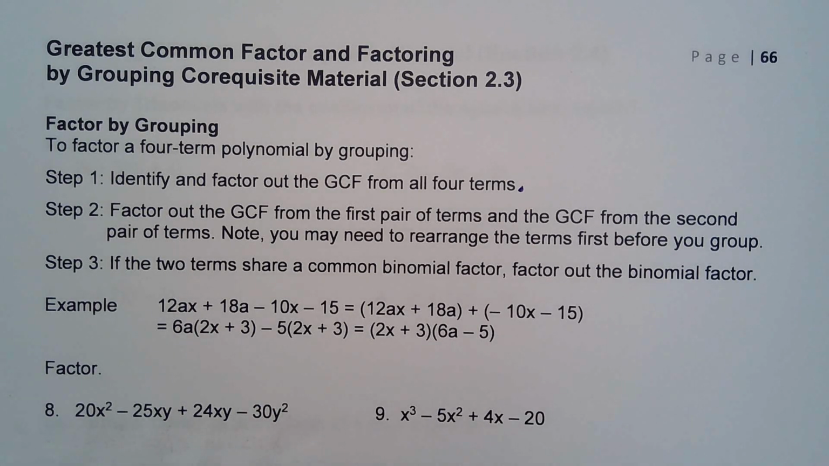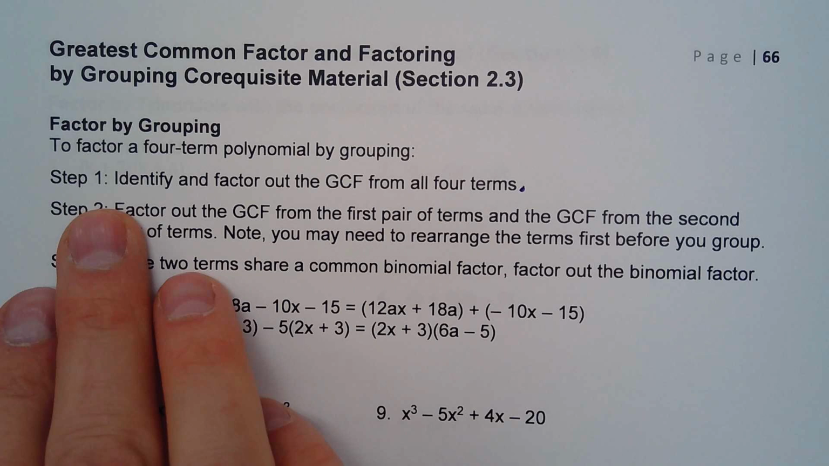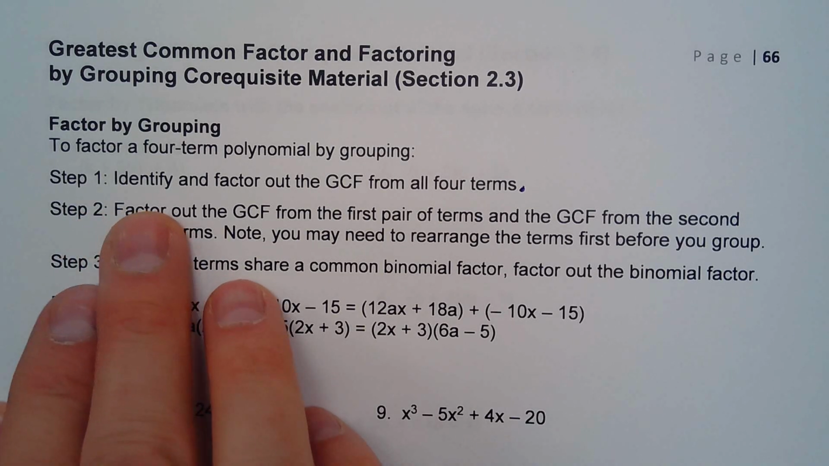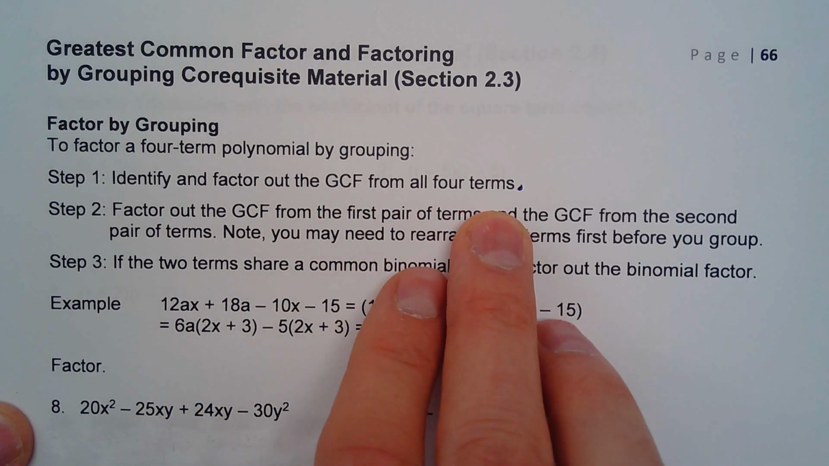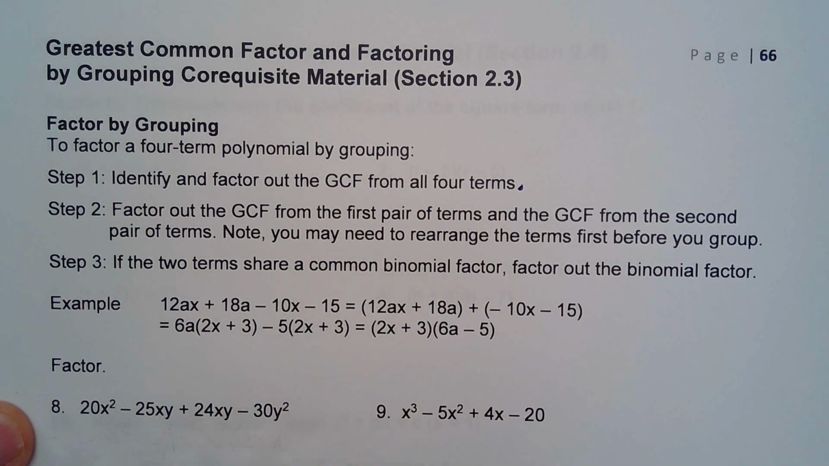So we're next going to talk about factor by grouping, and we use this with a polynomial that has 4 or more terms. And the first step, and this is a step that you're always going to be doing with factoring, is identify and factor out the GCF from all 4 terms.